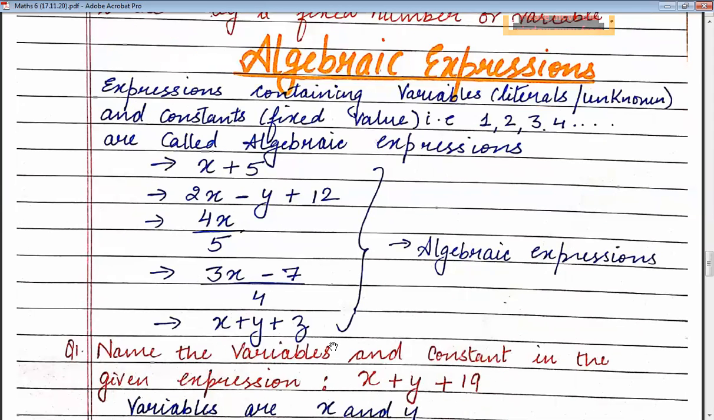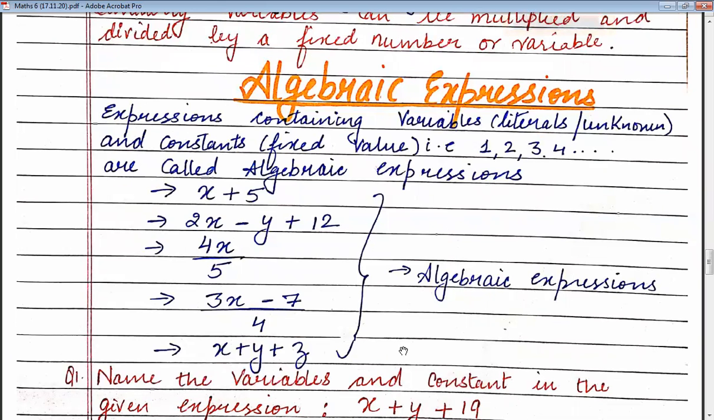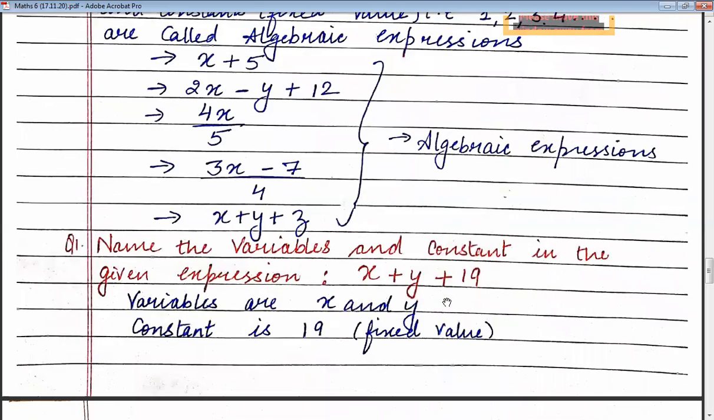Question number 1. Name the variables and constant in the given expression. Children, in this question, you have to name the variables and constant. I guess there is no need to see the answer. Everyone knows the answer because variables are x and y while constant is 19. Let's check out the answer. Yes, variables are x and y and constant is 19. That is a fixed value.